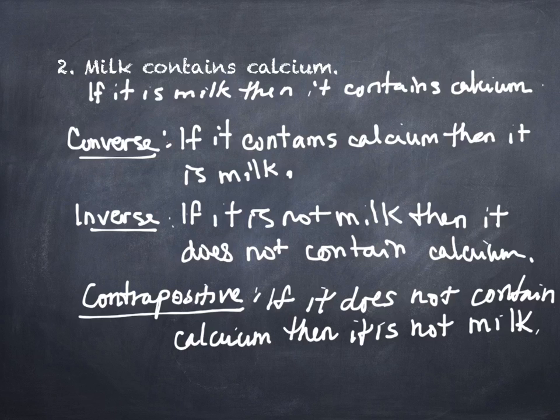Okay, so all of those are written correctly. So let's talk about them and why it makes sense to say that the first one and the third one, the original and the contrapositive, are equivalent, while the two in the middle are equivalent. Okay, so imagine you have a carton of milk and you look at the nutrition label on it.